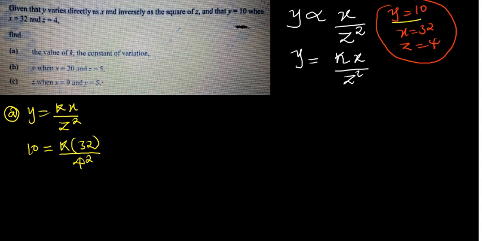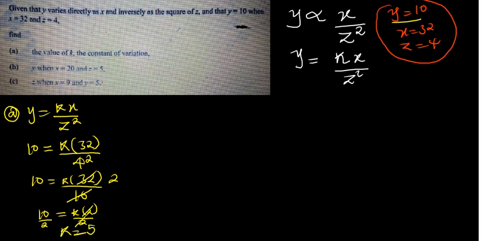And this is going to give us 10 is equal to k times 32 divided by 4 squared, which is 16. And you know that 16 can go into 32 2 times. So this is going to be 10 is equal to k times 2. We want to remain with k, so we are going to divide both sides by 2. This 2 and this 2 cancel. So k is going to give us 5. So that's the value for k.